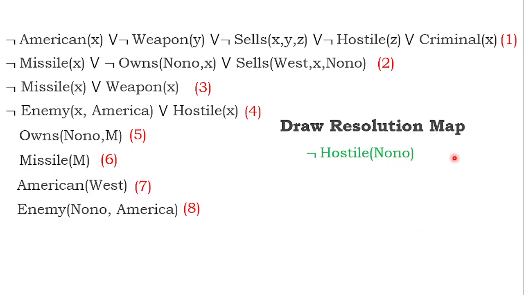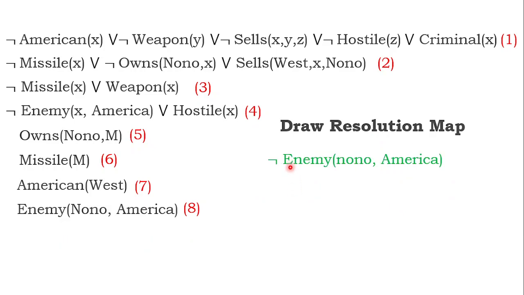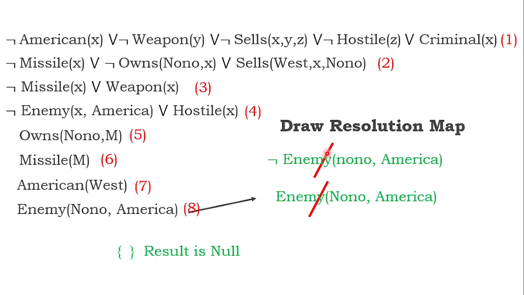Ready. Now I don't have an option, only this Ozail is the term. I brought it. Ozail cancel. Unification, X is nothing but Nono. Done. Cancel. Ready. Now Nono is an enemy. Nono is an enemy of America. Both are available here. Come on. Take this term. Cancel. Hey, who is pending here? Nothing is there. All get cancelled. That is your rule 5. If the result is null, then whatever you want to prove, West is a criminal, is correct.